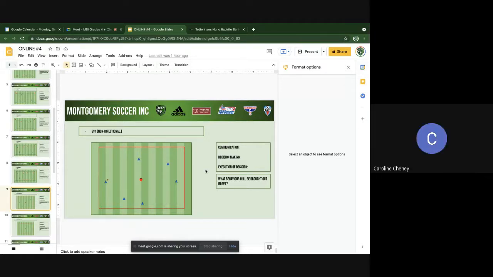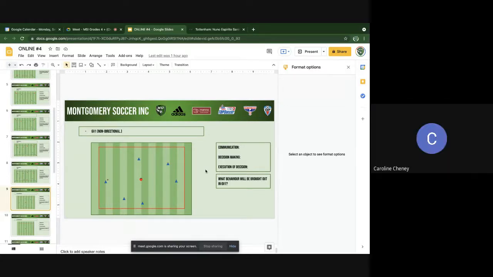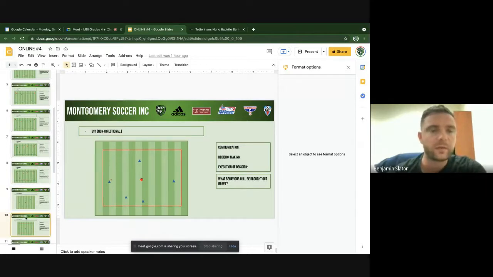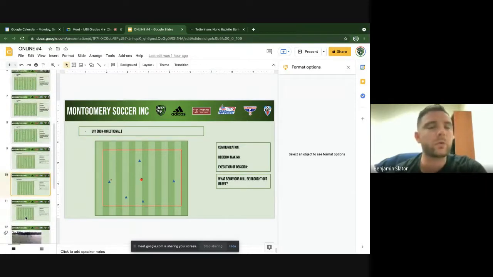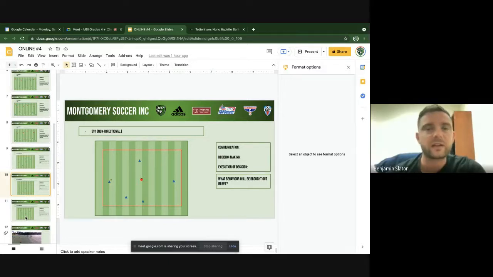Make the field smaller again. Make the field smaller, or what else could we do? Make it 5-on-1. 5-on-1, exactly. So make it 5-on-1. How can we make it more difficult again? Limit their touches. Okay, that's a good point. Now we're starting to think about different ways of doing it. So throughout this presentation of what we've looked at, we've constrained the activity always.